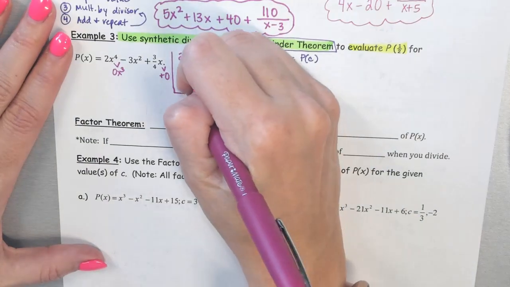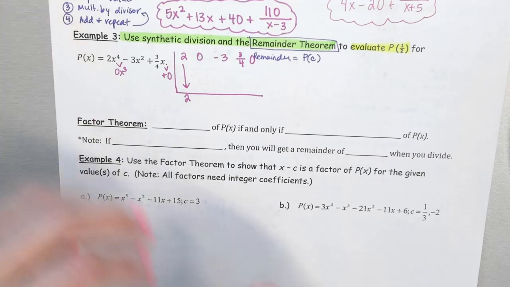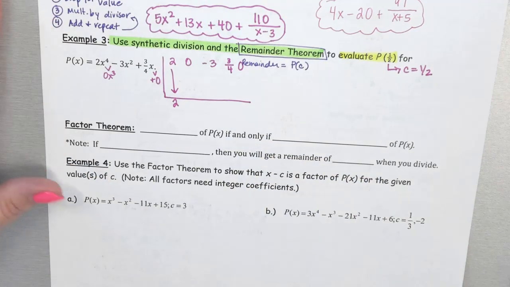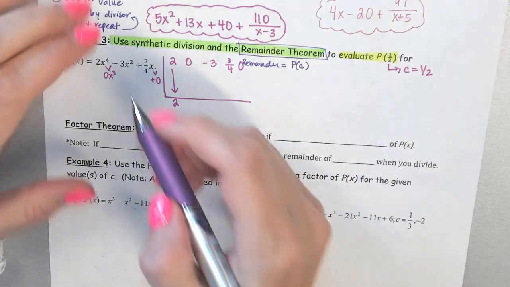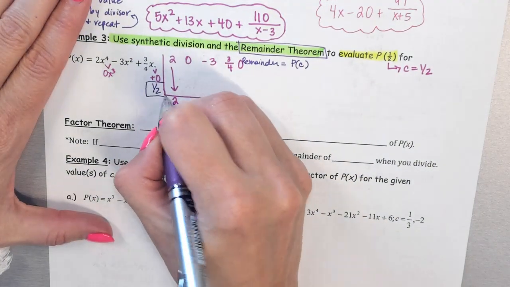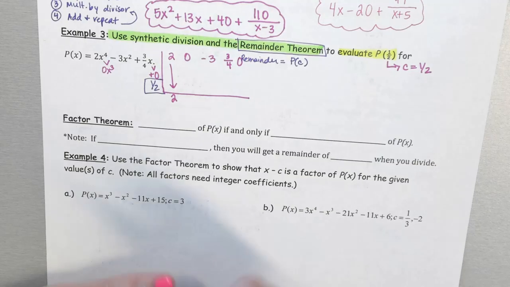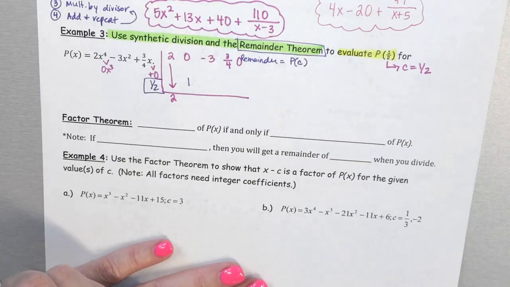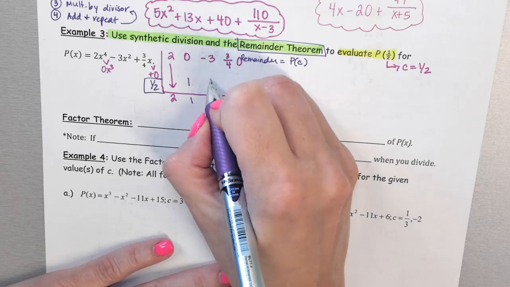All right, and then we're going to drop down the 2. So if it is p of 1/2, this is going to be your value for c. Okay, p of 1/2 means the c value is 1/2. That is what we are going to use in our synthetic division. Okay, so 2 times 1/2 is 1. 0 plus 1 is 1. 1 times 1/2 is 1/2.